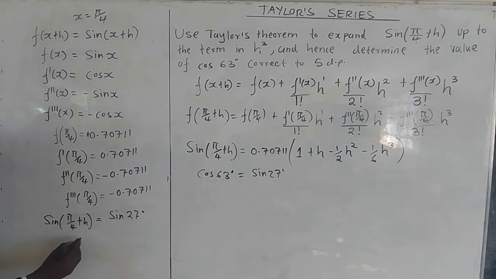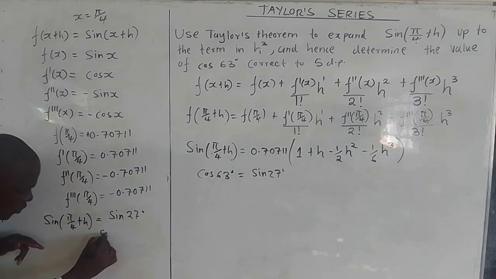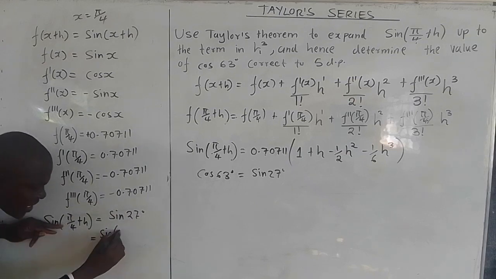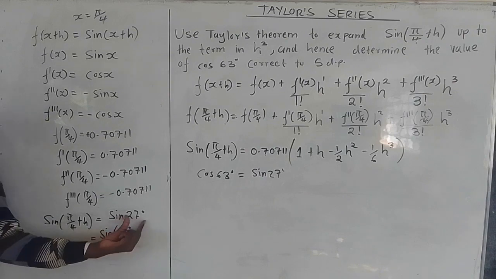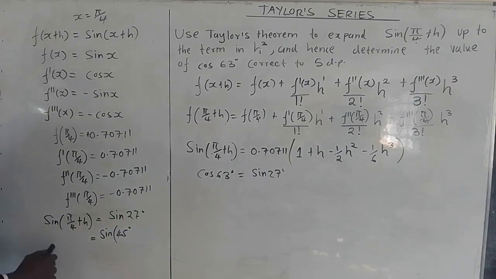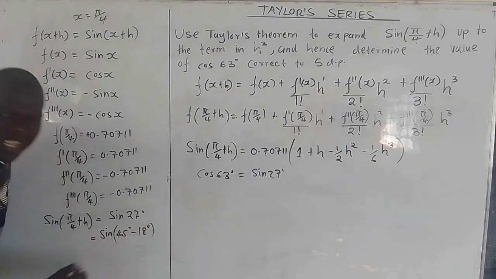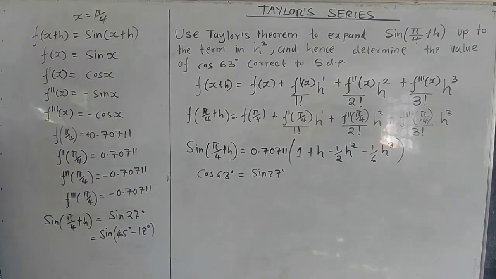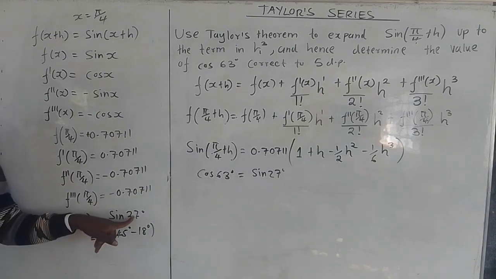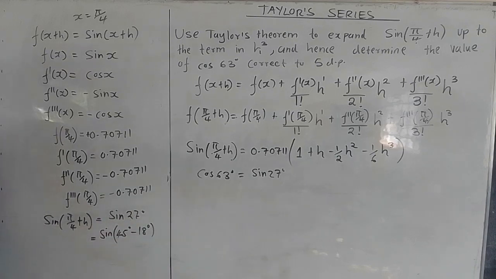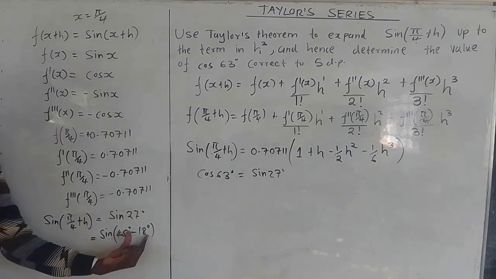So look here. What do we have here? We have sine 27. Pi over 4 is the same as 45. This term here must be pi over 4, meaning pi over 4 is 45 degrees. Pi is 180 divided by 4, isn't it? 45 degrees. Meaning what is h? For you to get 27 degrees, it is 45 minus 18, isn't it? So what is our h? Negative 18?